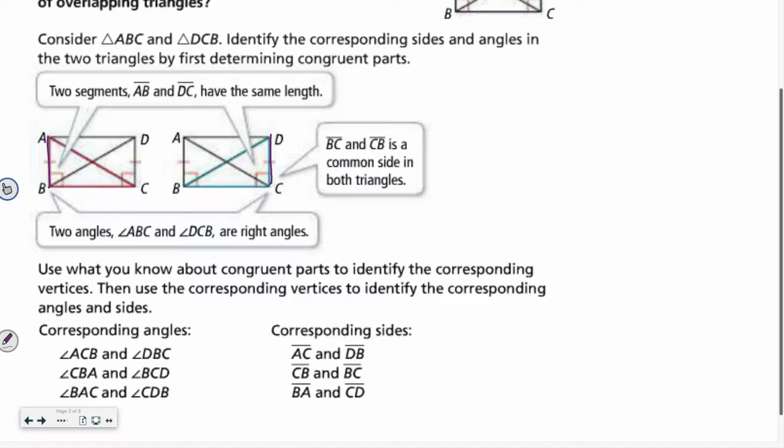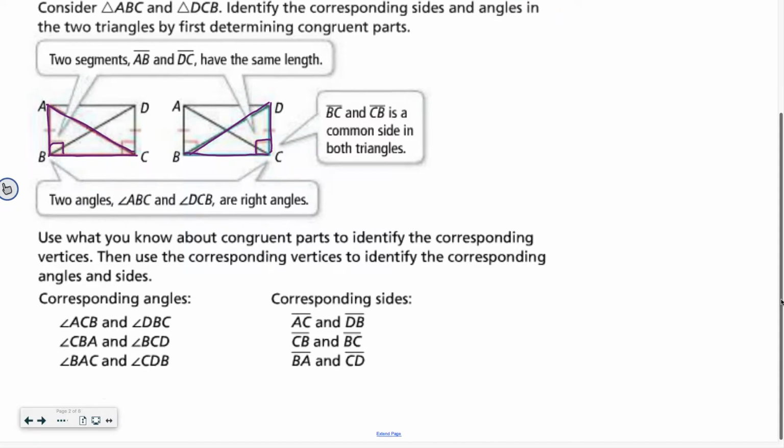And then if I look at angles ABC, this angle right here has the same measure as DBC. They're both right angles. So our triangles are kind of like reflections of each other, like what we learned last chapter. They don't face the same way. And then segment BC and segment CB are also common sides, just like segment AC would be a common side with segment DB.